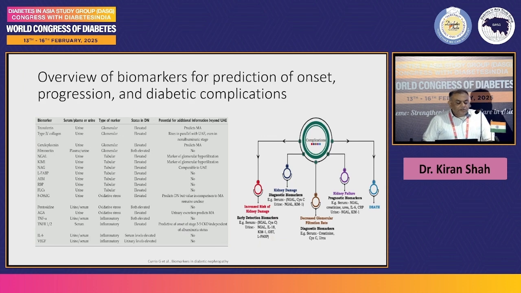Now, this is the overview of the various biomarkers. When we look into the glomerular part, type 4 collagen seems to play a very important role. In the tubular part, the neutrophil gelatinase-associated lipocalin and the kidney injury molecule 1. And then in the inflammatory markers, there is tumor necrosis factor alpha and the TNF alpha receptor 1 and 2. And then we have interleukin 6 and the vascular endothelial growth factor.